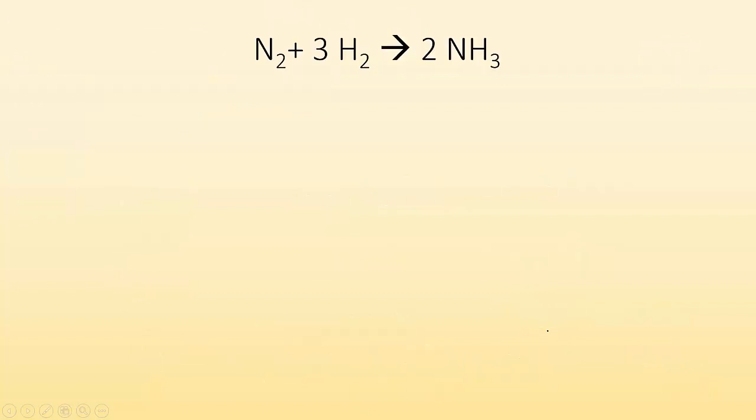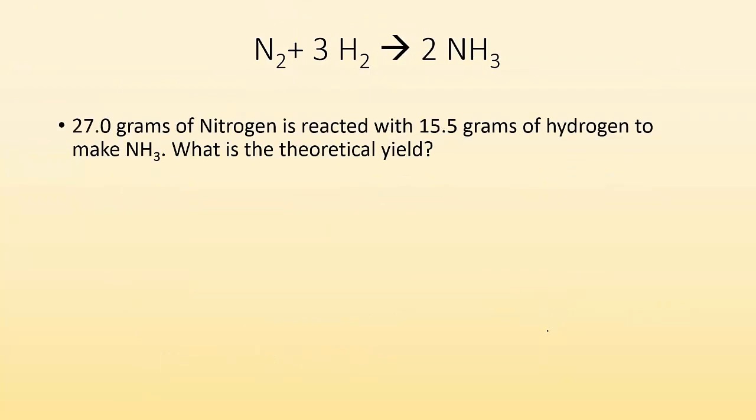Yeah, so that's how you do that. Here's another one, because repetition. 27 grams of nitrogen is reacting with 15.5 grams of hydrogen to make NH3. What is the theoretical yield? Same process. I have 27.0 grams of nitrogen, I'm going to put that up top, and 15.5 grams of H2, and they want to know how much NH3 we could make.